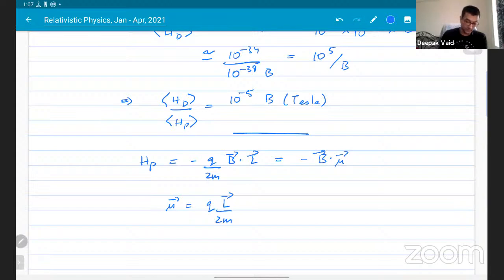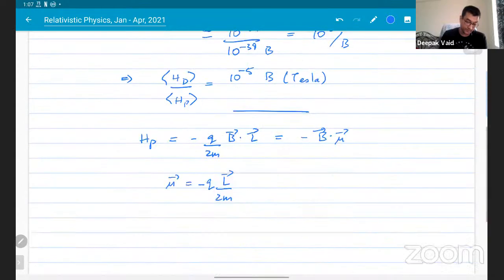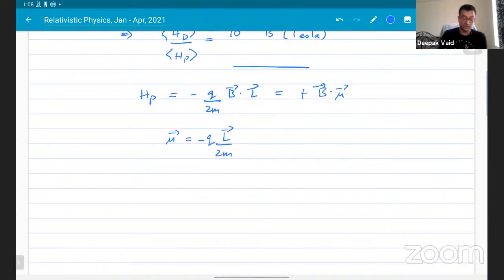Okay, or maybe there is a negative sign. There might be a negative sign here somewhere. Okay, so this is the magnetic moment. Now this is again the magnetic moment due to the orbital motion.